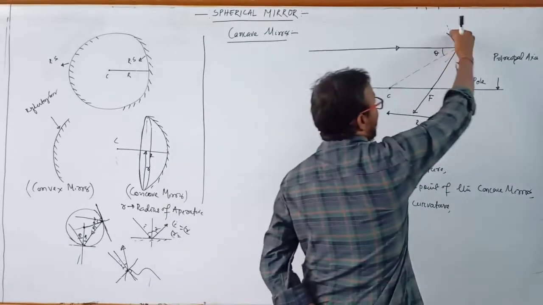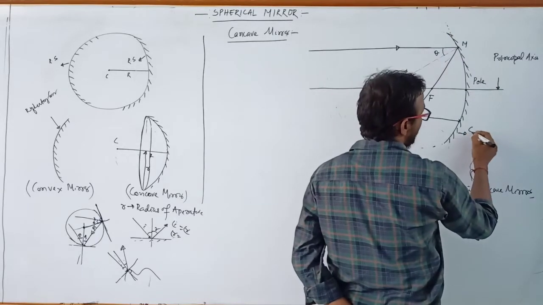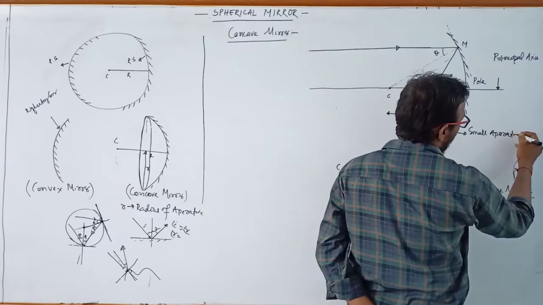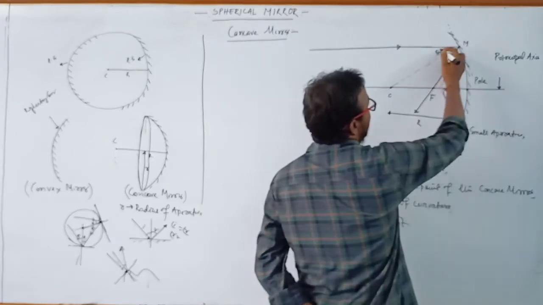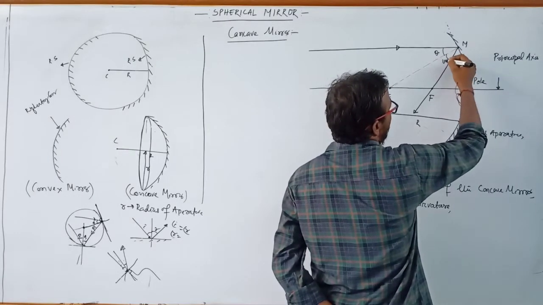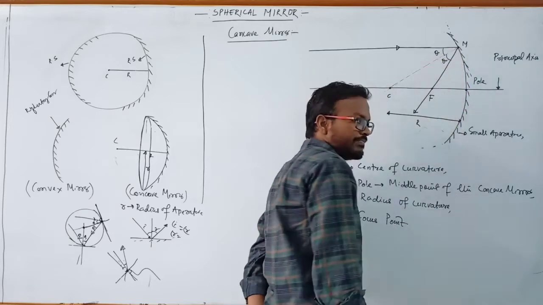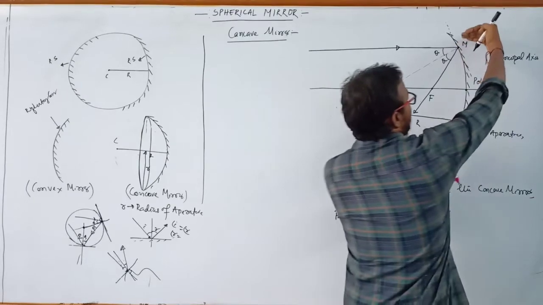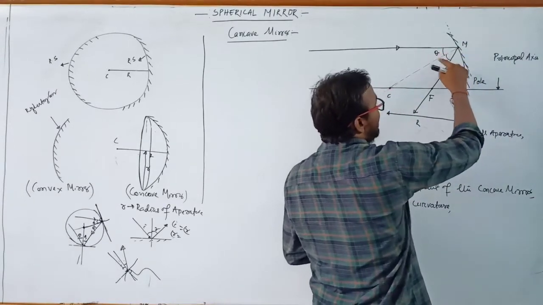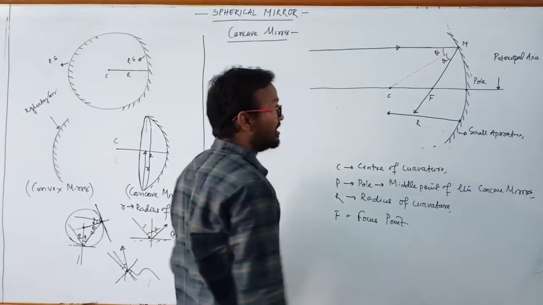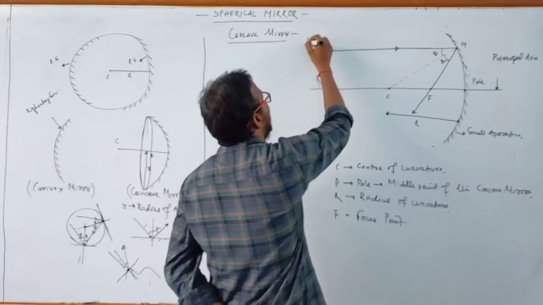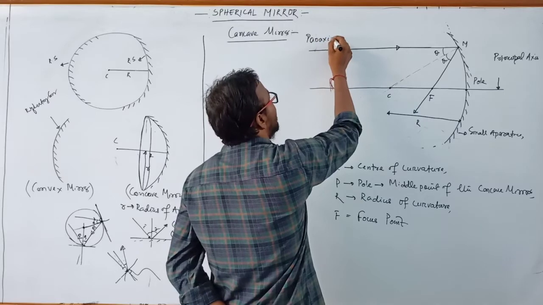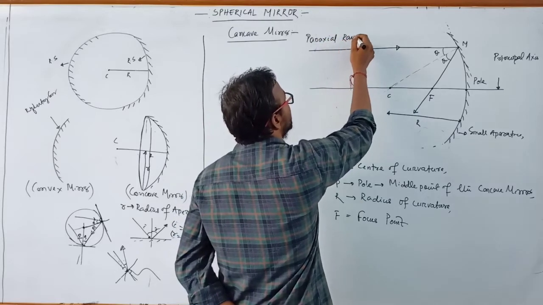So what is the meaning of focus? That means here we have to choose a small aperture, and this angle is theta and this angle is also theta. Here theta is very small. When the aperture is very small, this angle theta is very small, clear? And this ray is known as a paraxial ray.